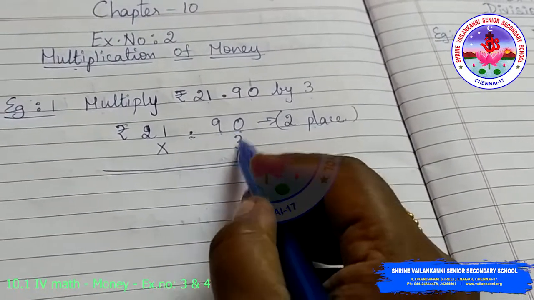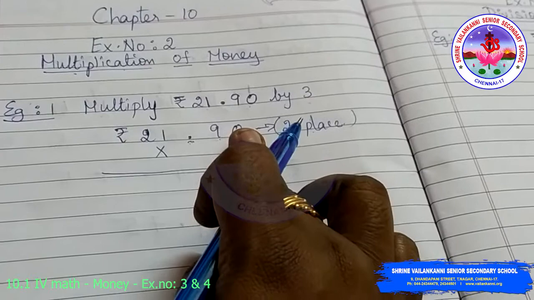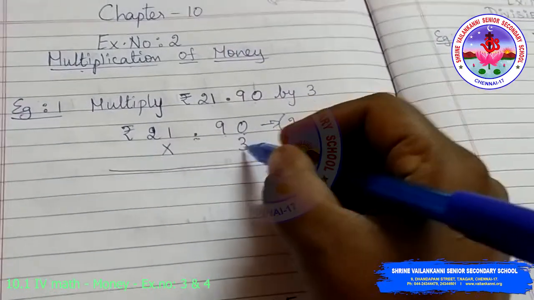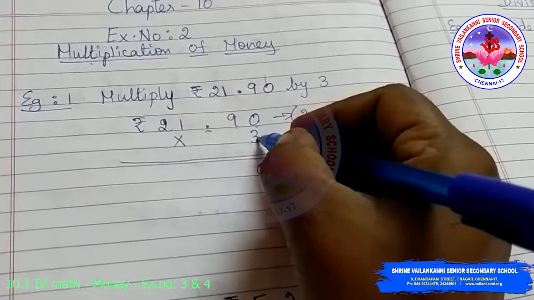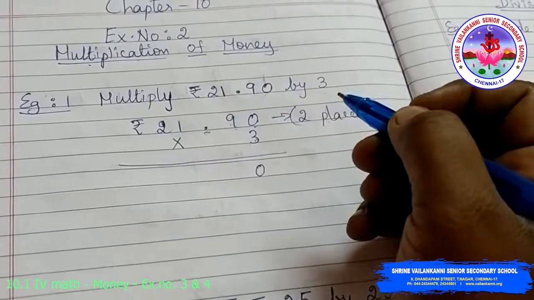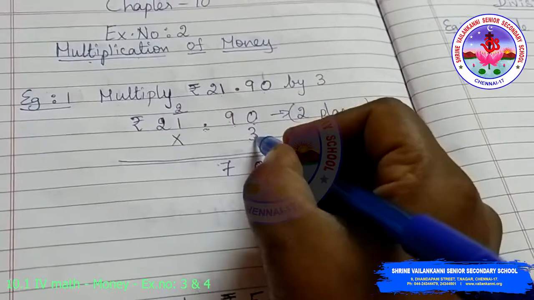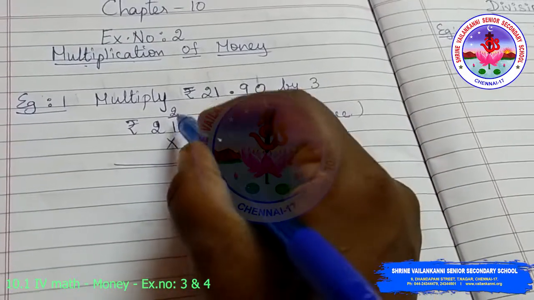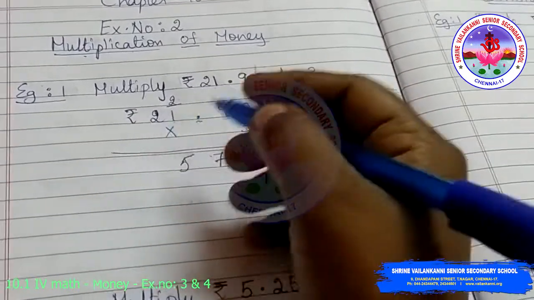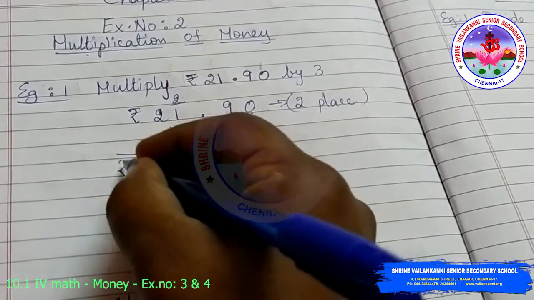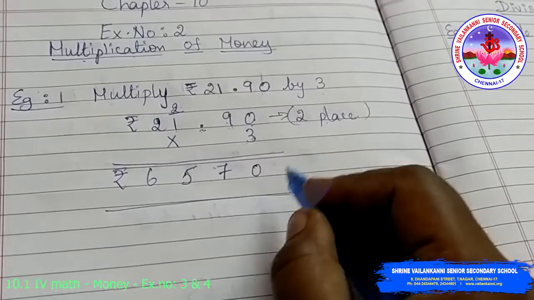Now I am going to start multiplying. Forget about the decimal and just do the multiplication with the normal method. 3 into 0 is 0. 3 nines are 27, so 7, 2 carry forward. 3 ones are 3, 3 plus 2 is 5. And 3 twos are 6. Here you have to write the rupee symbol. Now we have done the multiplication.